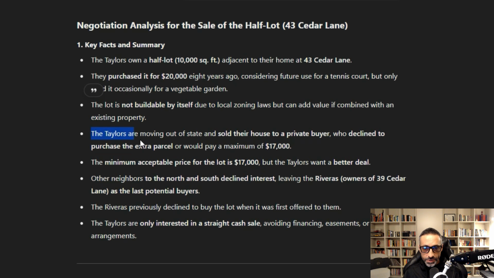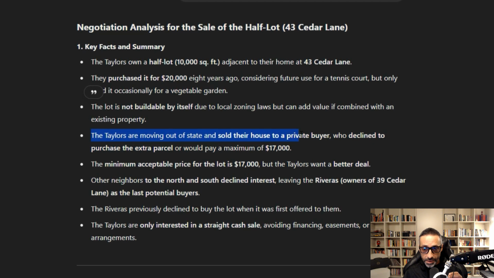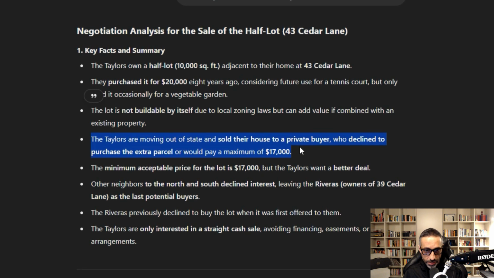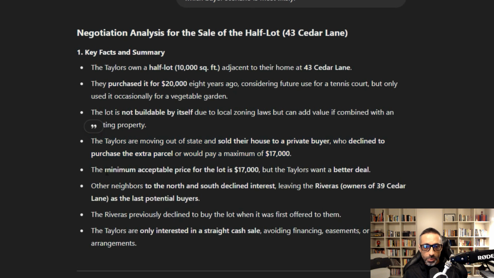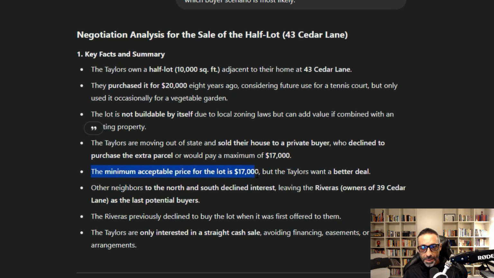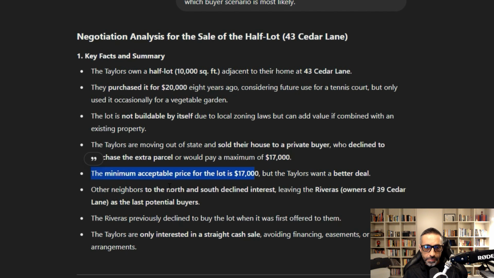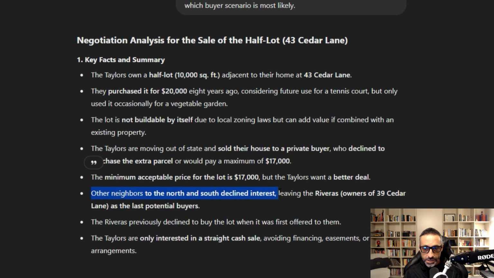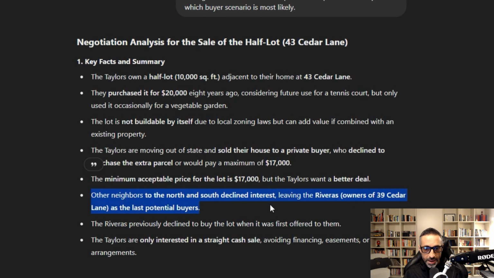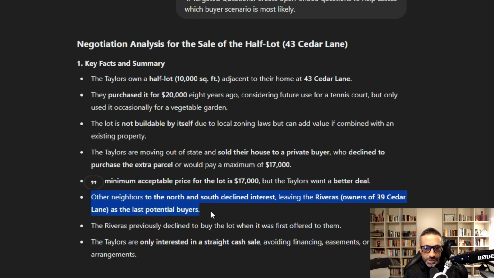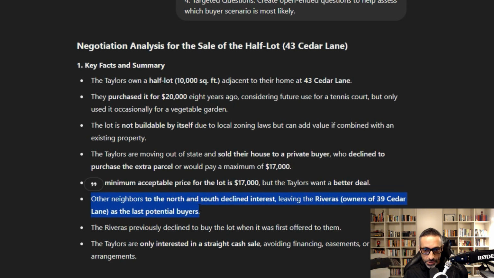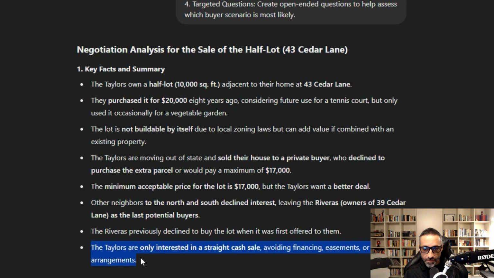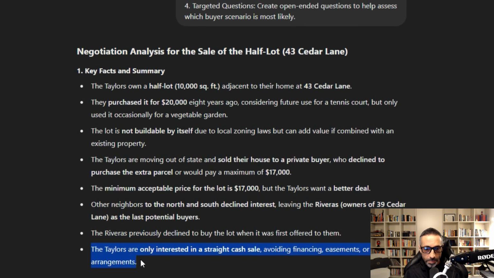The Taylors are moving out of state and sold their house to a private buyer, who would pay a maximum of $17,000 for the lot. So the minimum acceptable price for the lot is $17,000. But they want a better deal. Other neighbors to the north and south declined interest, leaving the Riveras as the last potential buyers. The Riveras previously declined to buy the lot when it was first offered to them. The Taylors are only interested in a straight cash sale, avoiding financing, easements, or complex arrangements.